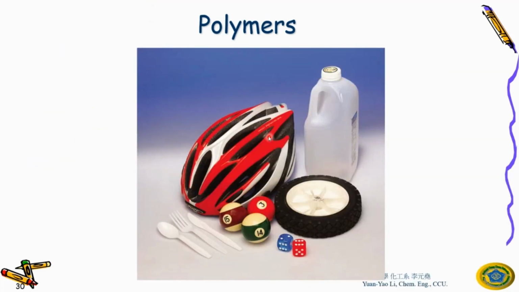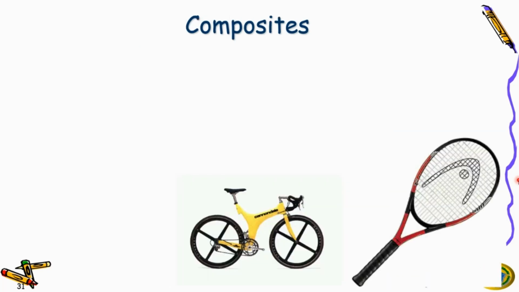You have helmets, right? You can have bottles, you can have tires, the plastic knives, forks, spoons. This is polymer. Right. For composites, you have the tennis racket, right? Tennis rackets, you play very nicely.